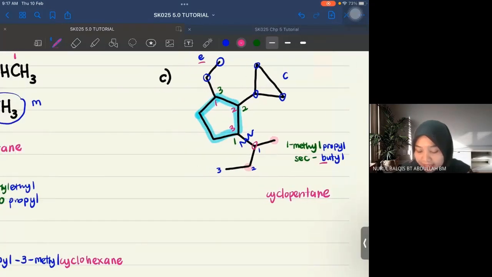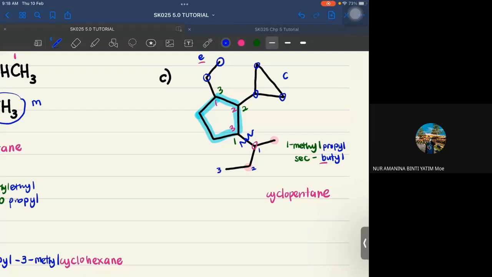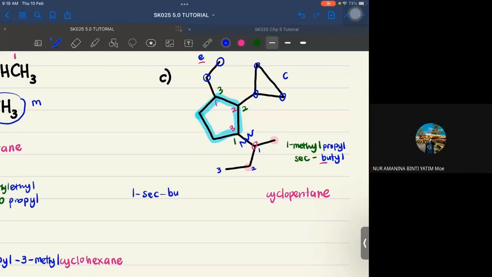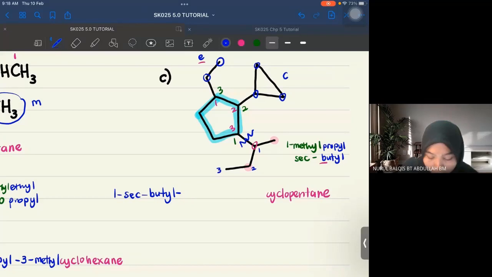So kita akan letak nama siapa dulu first? Nak start dengan siapa? Kalau dah tahu nak start pada green, lepas tu kita nak letak nama dekat dalam tu, kena ikut alphabet. So nak tulis macam mana? 1 sec-butyl.